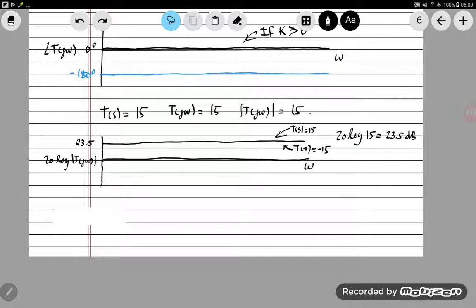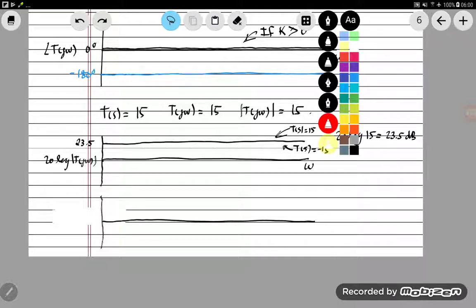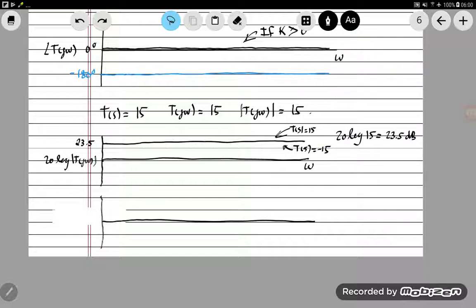The phase is of course a little bit different depending on whether it's positive or negative. We don't have to really work out anything in this case, because for a positive constant, we know the phase will be 0, as we proved above. And for a negative constant, the phase will be negative 180 degrees.